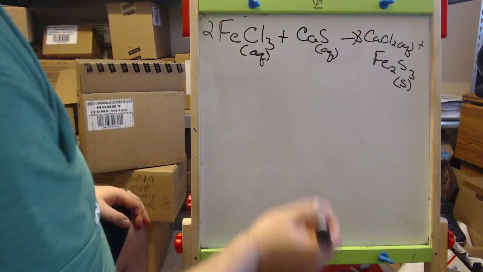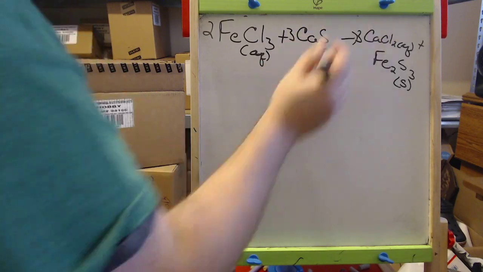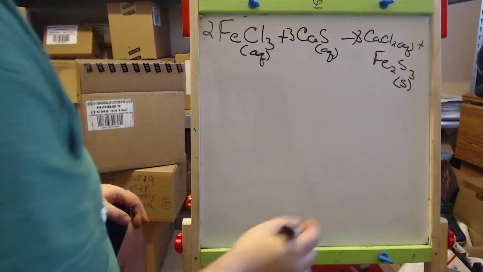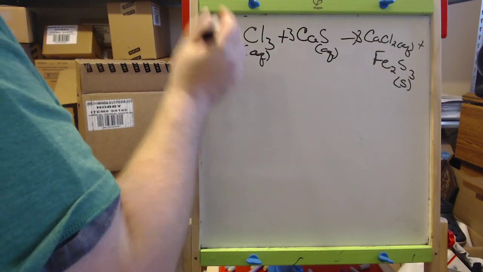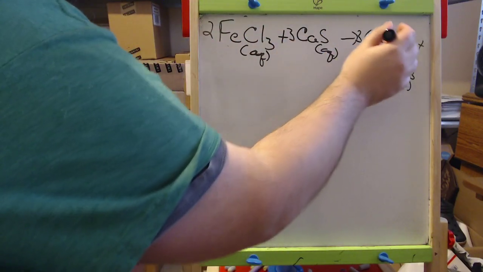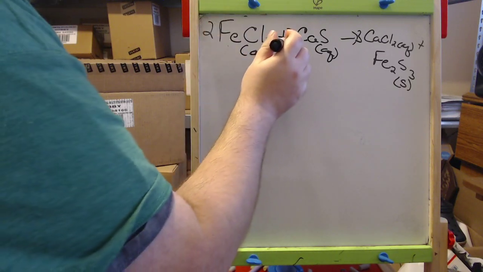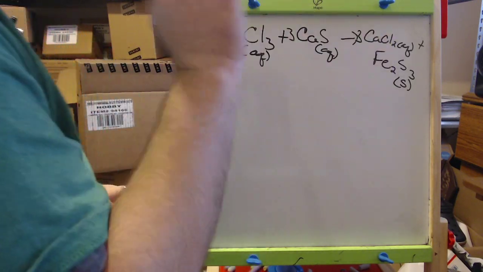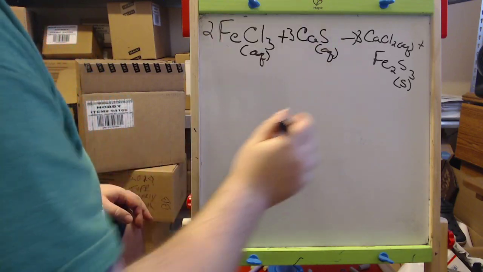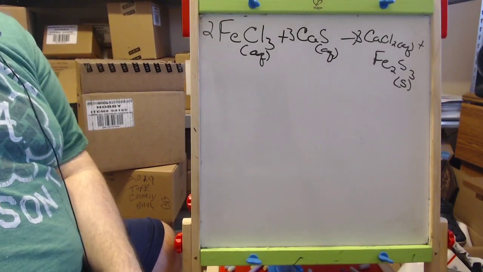Now I have 3 calciums. So I need a 3 here: 3 calciums, 3 calciums, 3 sulfurs, 3 sulfurs. So let's double check it. 2 times 1, 2 irons, 2 irons. 6 chlorines, 3 times 2, 6 chlorines. 2 times 3 there. 3 times 1 on the calcium, 3 times 1 on the calcium, good. 3 times 1 on sulfur, and a 3 there on sulfur. We have a balanced equation.